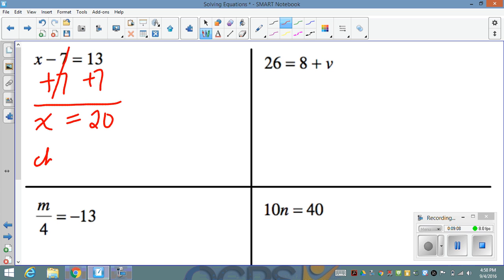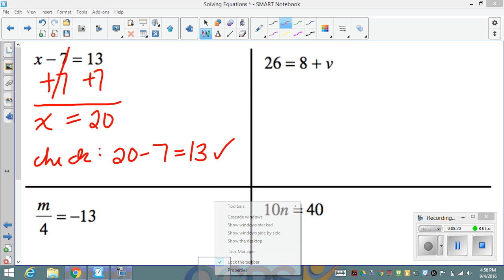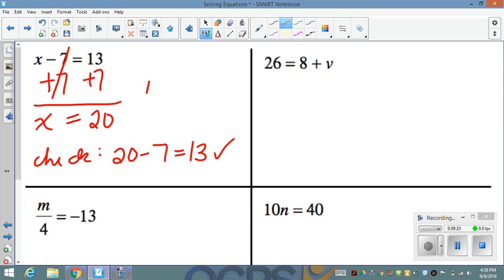I can do a quick check. Plug my 20 in. Is 20 minus 7 equal to 13? Yes, it is. So I know I did it correctly. So for that one, I used my addition property of equality. Okay? Let's look at our second example here.